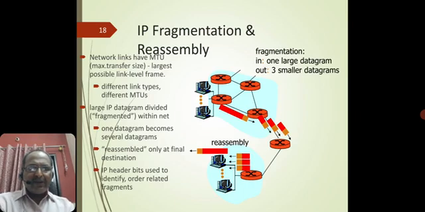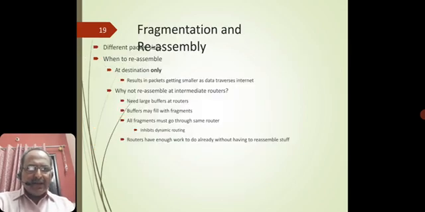This is IP fragmentation and reassembly, where network links have a maximum transfer size, the maximum transfer unit (MTU), the largest possible link-level frame. Different link types have different MTUs, which take responsibility for transmitting. Then at the reassembly level, only the final destination has to reassemble, and the bits used to identify the order of related fragments need to be understood. All right. Next is fragmentation and reassembly.